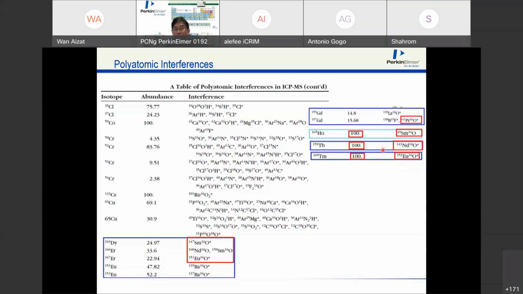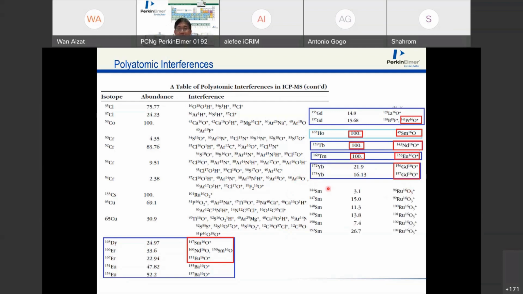That is the purpose of a good ICP-MS, like a triple quad ICP-MS using oxygen, which is capable of doing so. Yb also suffers interference from Gd oxide and so on. Like these, Sm is interfered with by Ru. So many. Yeah, so that is challenging.